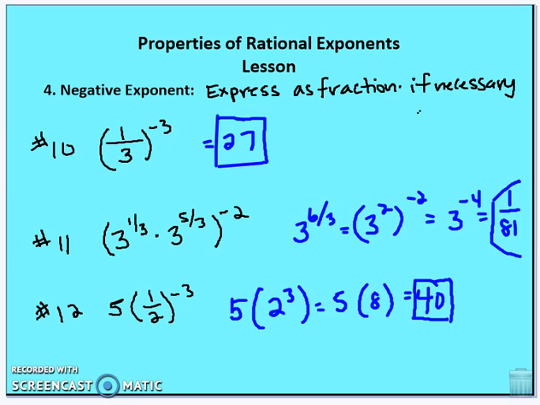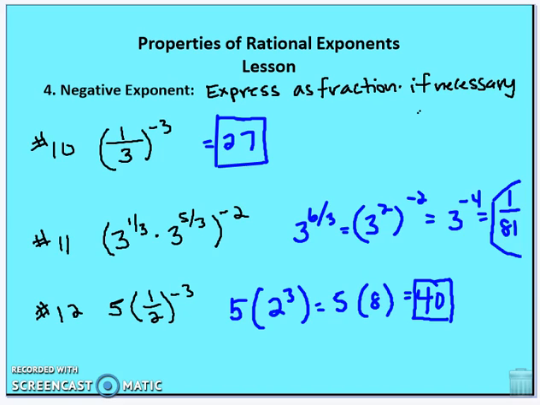1/3 to the negative 3, so we're going to take the reciprocal of 1 over 3, which is 3, and cube it. 3 to the 3rd is 27. Next, 3 to the 1/3 times 3 to the 5/3, all to the negative 2. What we're going to do here first is use our properties to consolidate the values in the parentheses. We're going to add the exponents together. The bases are the same. I end up with 1/3 plus 5/3, or 6/3, which is 3 squared, or 9. And then I'm going to take 9 to the negative 2. So that's 1 over 9 squared, or 1 over 81.